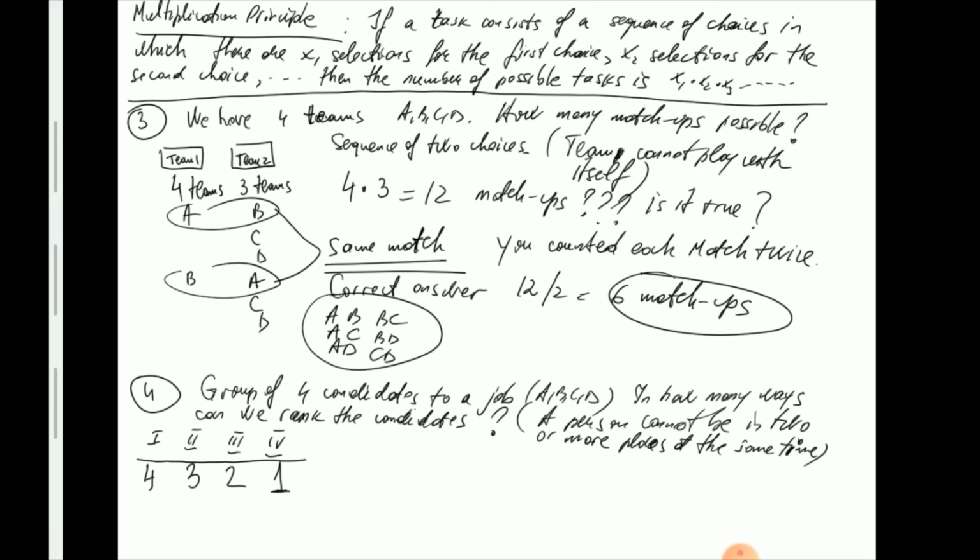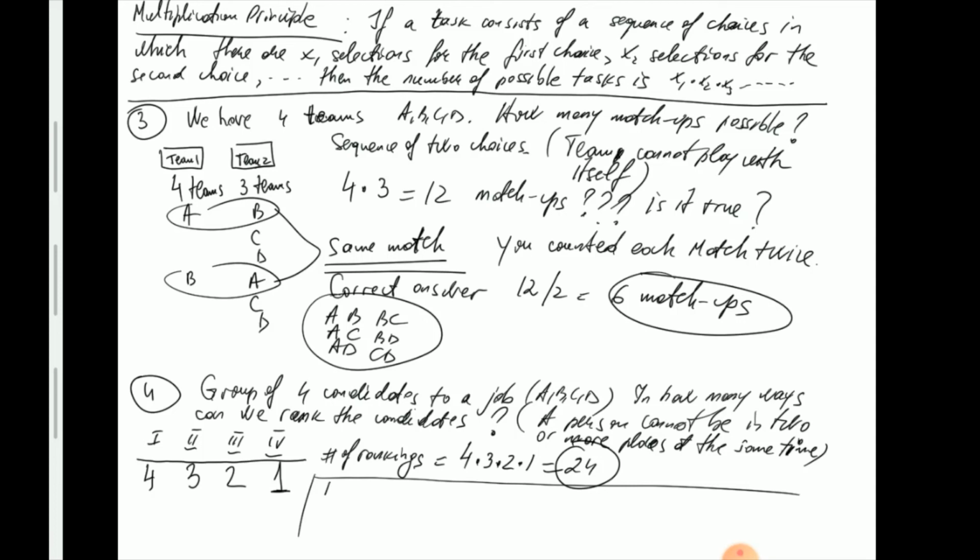All right, so the number of rankings using the multiplication principle is 4 times 3 times 2 times 1, which is 24 in this example. This quantity will appear often, this multiplication of all numbers from 1 to 4. This is called the factorial.